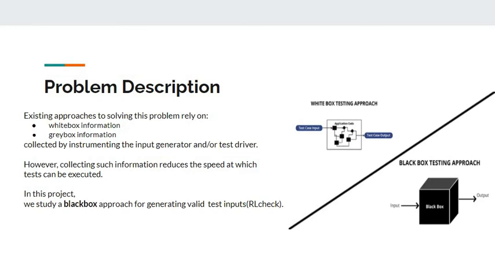However, this approach uses white box or gray box testing. That is, they use internal information about the program, such as source code, and during the execution of the tests, they use coverage information of individual test inputs to optimize the test generators. Nonetheless, this can be rather slow, and it limits the speed at which tests can be executed. For that reason, we propose a solution that uses black box testing, which does not use any internal information about the program.